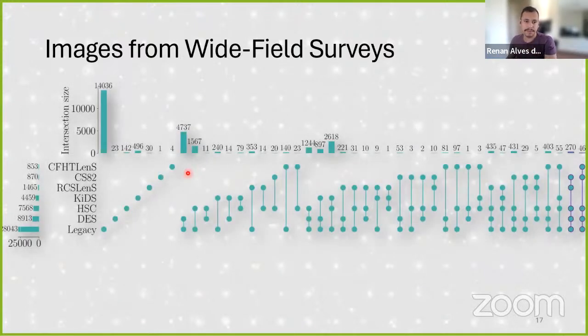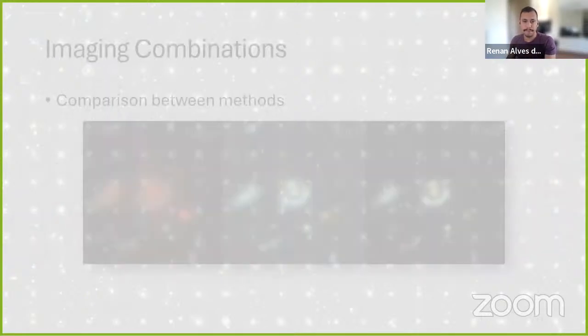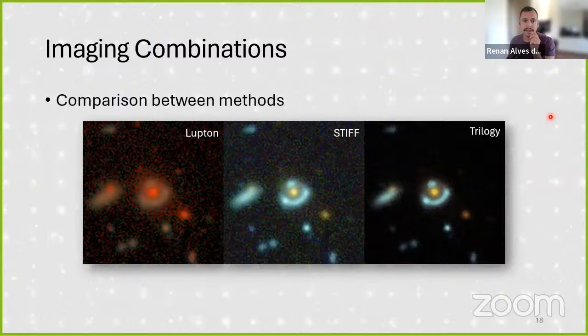And here, just to summarize, for example, the Galaxies survey has 28,000 images available, and then here it shows the intersections. So as you can see, there are only at least 217 systems that have images in at least 5 imaging surveys. So this is one of the important things.